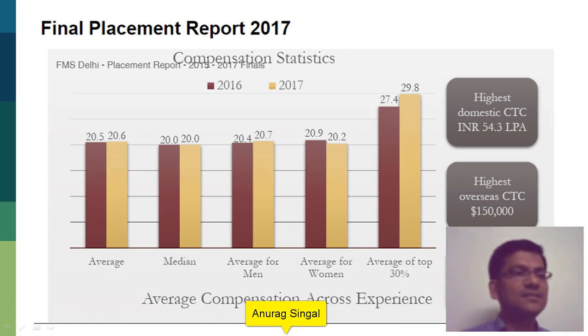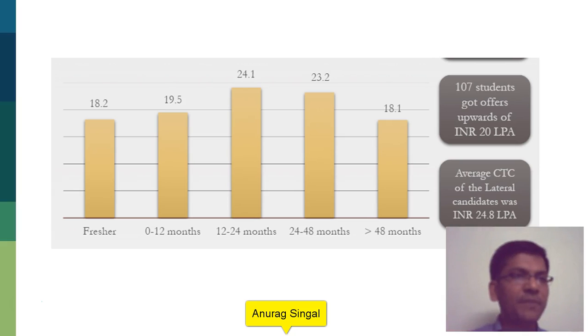26.4 lakhs. So median is 20 lakhs, average for men, average for women, average of top 30. It's 20 times the sum of money that you've paid on an RO on your CA. Freshers get 18.2 and greater than 48 months get 18.1. So the market kind of discounts you for having more than 4 years because you need to unlearn a lot. The market typically likes you to do an MBA within 1 to 2 years or at the max 3 to 4 years of your post-qualification experience.